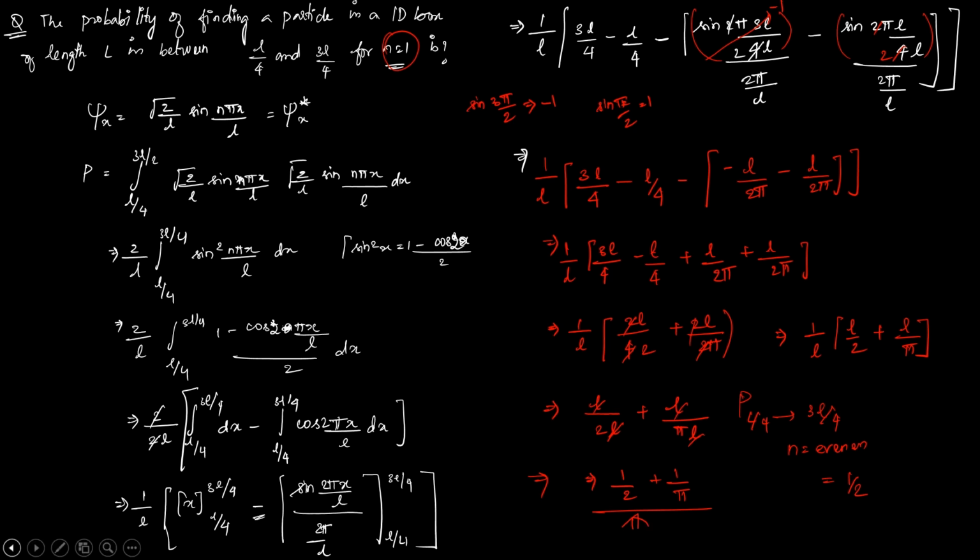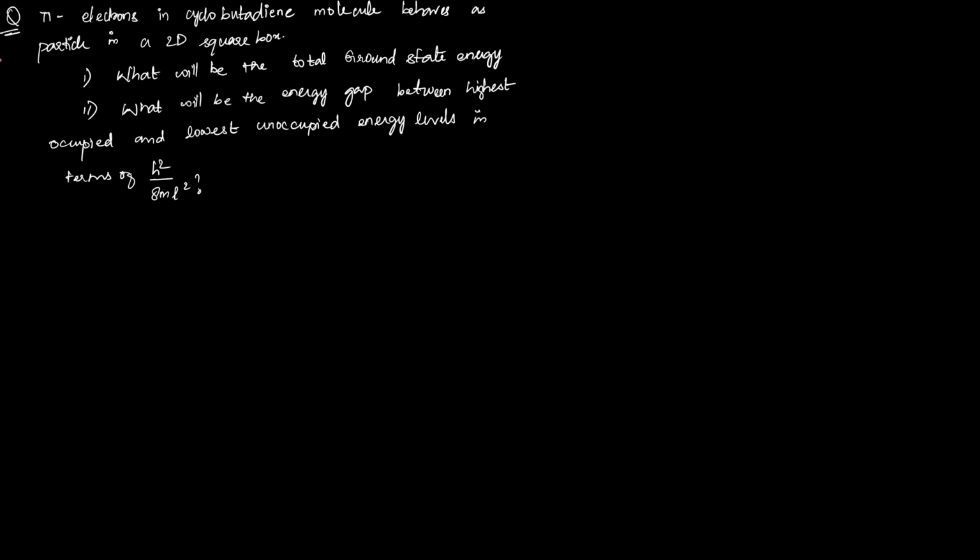Okay, so now we'll see one more problem. With this we'll end this video. So we'll solve this problem now. What is given is: a pi electron in a cyclobutadiene molecule behaves as a particle in a 2D square box. First, they have asked what will be the total ground state energy. And second, what will be the energy gap between the highest occupied molecular orbital and the lowest unoccupied energy level, in terms of h square by 8mL square.